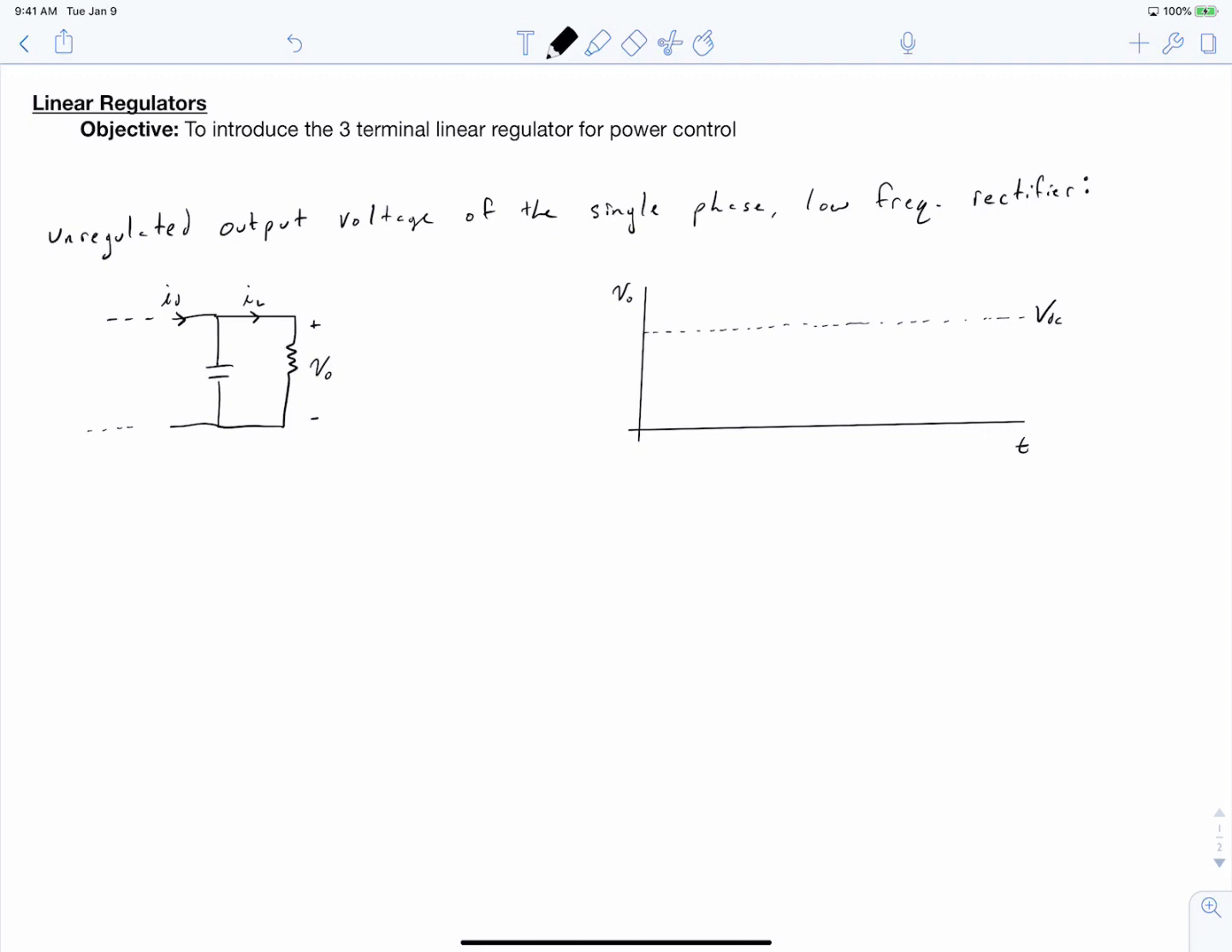The objective of this video is to introduce the 3-terminal linear regulator for power control. We're going to do this by considering the single-phase low-frequency rectifier that we've been developing over the past few videos. When we first started considering this circuit, we decided to model the output stage as a fixed DC voltage source. That is, we modeled the resistor and capacitor as a voltage source equal to VDC.